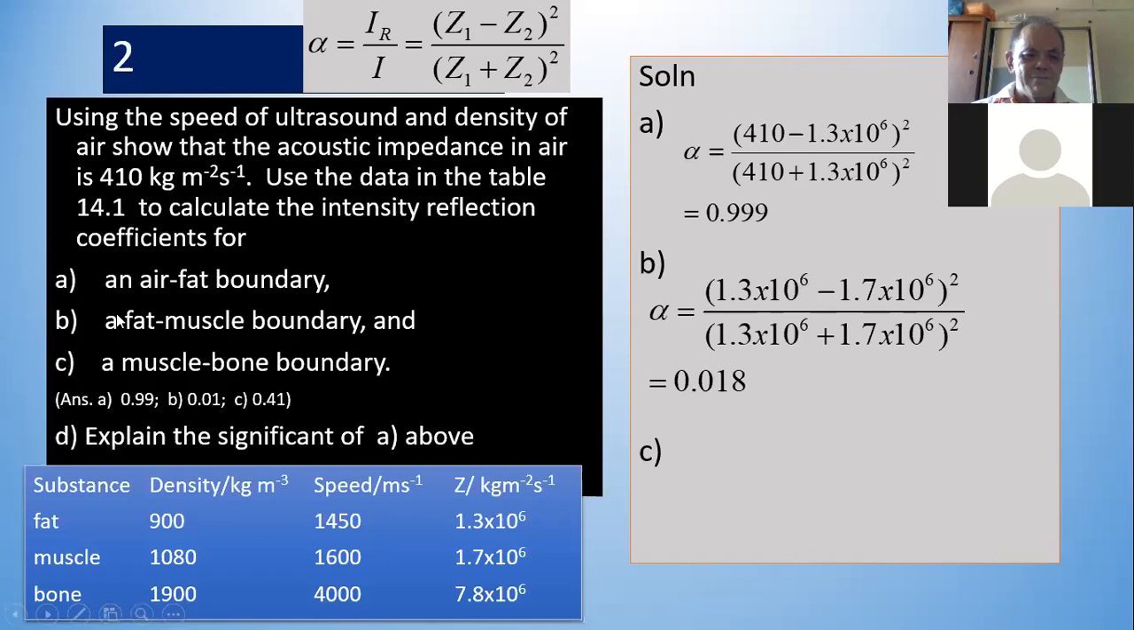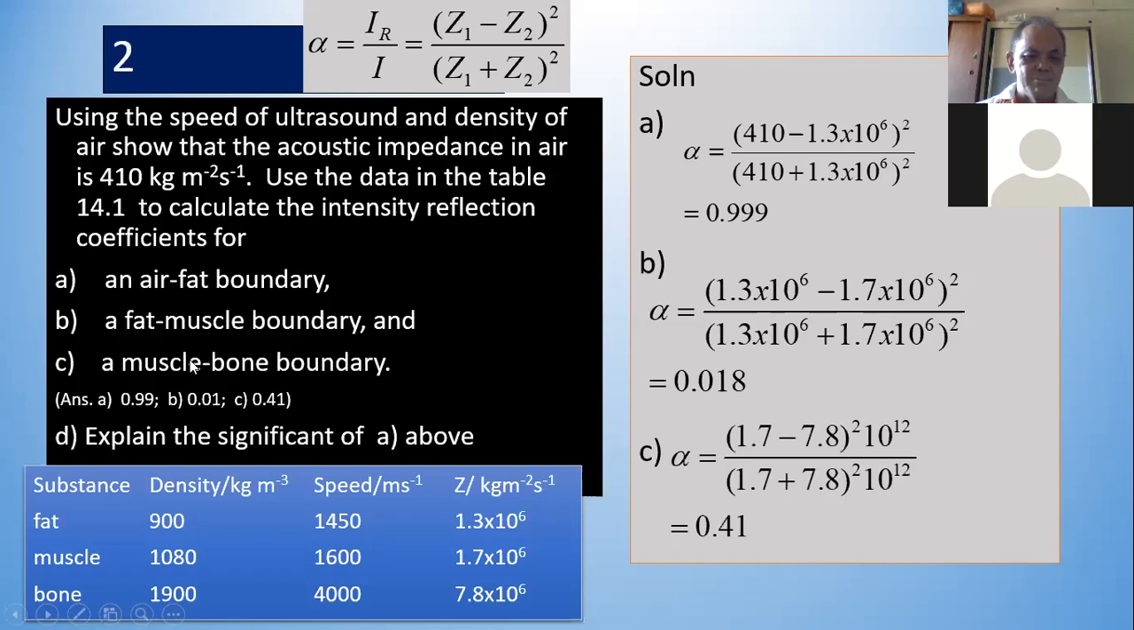Then you want fat and muscle. That is your fat. That's your muscle. You take the difference and then you add them. Right? Take the difference, you add them up, square that, get this value. So this one tells us that it's almost 0. Almost complete transmission.